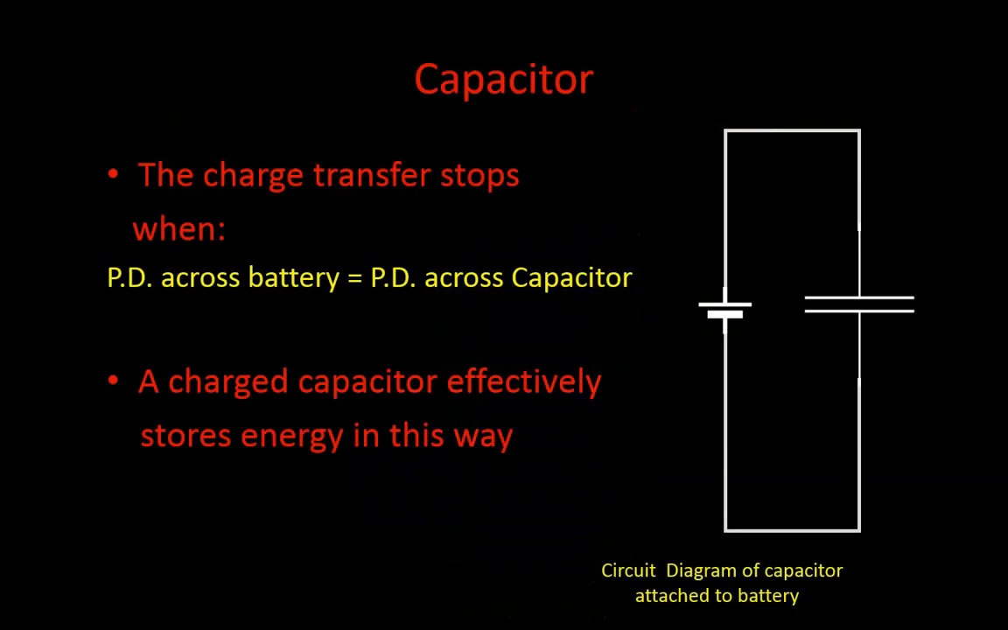So in terms of our capacitor, here's a typical circuit diagram. Here's a battery, a long line and a short line parallel to one another, and here's a capacitor represented by two long parallel lines. The potential difference or voltage across the battery is equal to the same across the capacitor. So a charged capacitor is effectively storing energy.